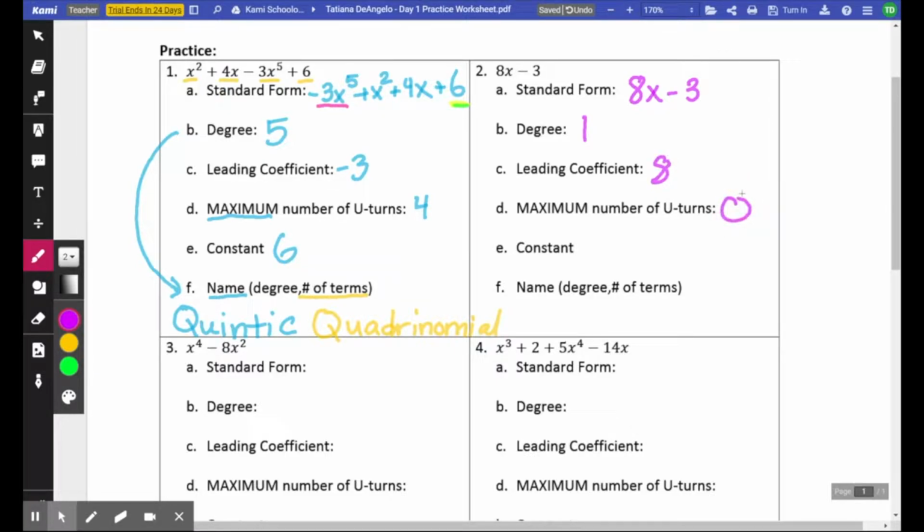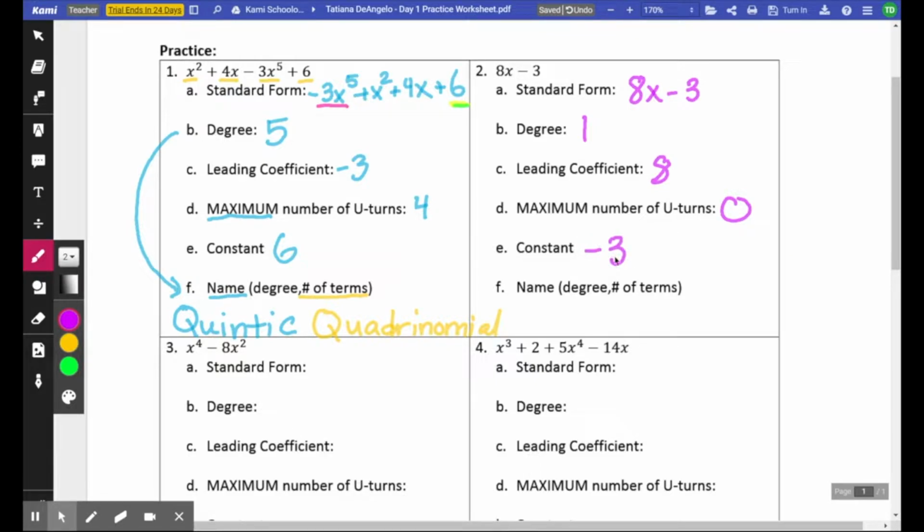That makes sense because this is going to be a line. This is going to be a linear function. Think of slope-intercept form, y equals mx plus b. It would just be a line, which means that it has no u-turns. What's my constant? Well, the constant is the number without a variable, so it's negative 3.